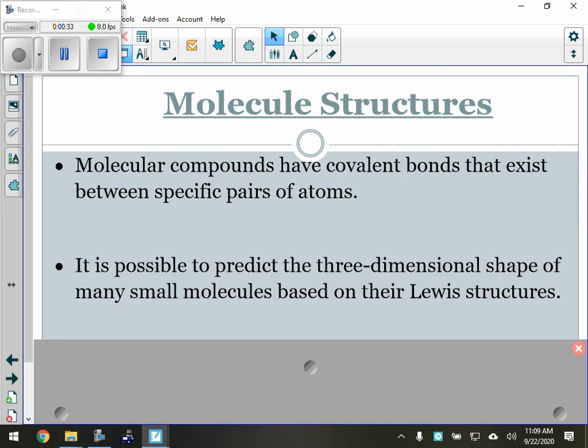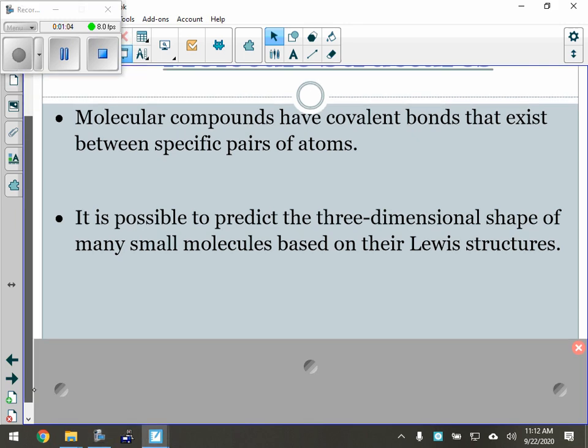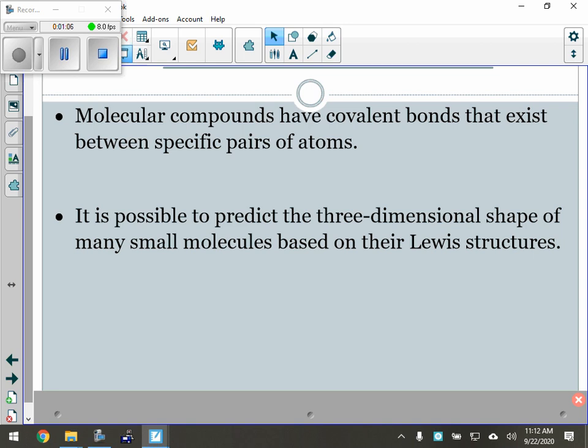It is possible to predict the three-dimensional shape of many small molecules based on their Lewis structures, or electron dot diagrams, of course. So we've kind of already done this a little bit, and I've kind of set you up for this already, but we're going to look at some different shapes that these molecular compounds tend to form, all right? We've drawn them already, so now that's the hard part. Now that we've drawn them, we'll get a little more practice with that, but then we're going to kind of link them up to a specific shape that they go with. All right? Sound good? Everyone's good there? Yes? Moving on? All right.